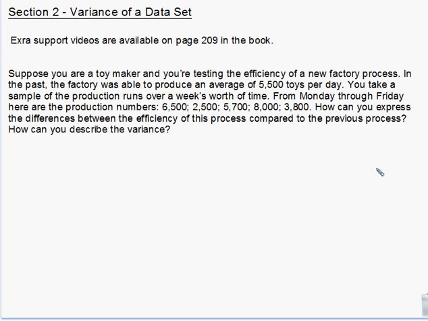Variance. We want to talk about what variance is and why it's important. From a mathematical standpoint, variance is the average of the squared differences from the mean.